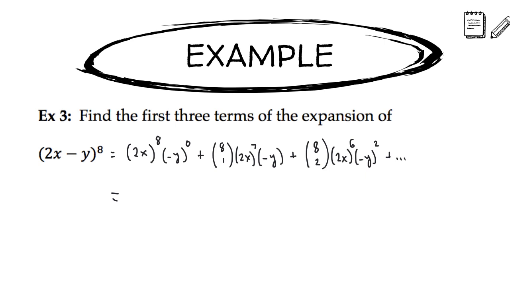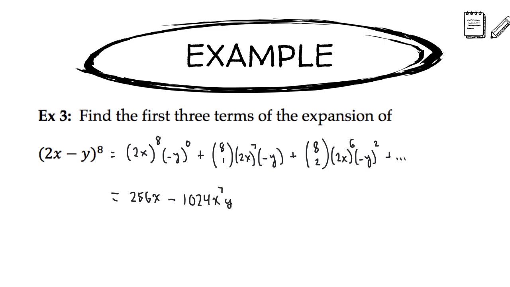2 raised to the 8th power is 256. So I'll have 256 x to the 8th times 1, since anything to the 0 power is 1. The next term is going to be negative because of that negative y. Then I'll have 8 times 2 to the 7th. That's the same as 2 to the 3rd times 2 to the 7th. So that's actually a 2 to the 10th, which will be 1024 x to the 7th. This time I'll have a y.